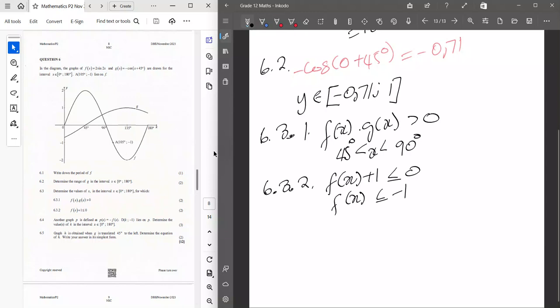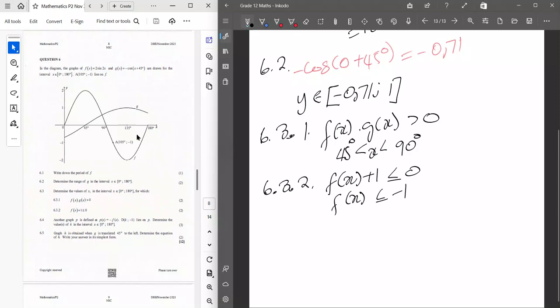Okay. Now, 6.3.2, f of x is less than negative 1. I want you guys to look at this. Do you see what they did here? They gave you a value here. This value is 105. Now it being 105, the value that you have here is 135.